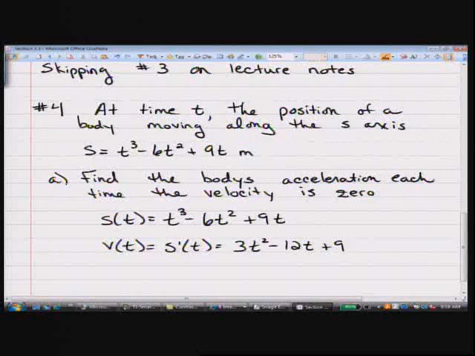Okay, so we want to figure out the acceleration when the velocity is 0, so we need to figure out where this equals 0. This is a quadratic, which we can solve by factoring. The first thing we might want to do is to factor out that 3 in front.